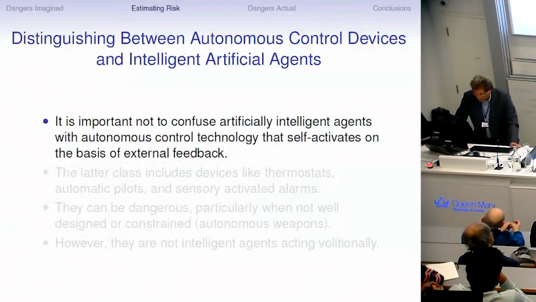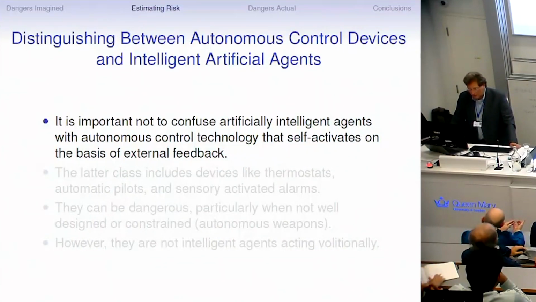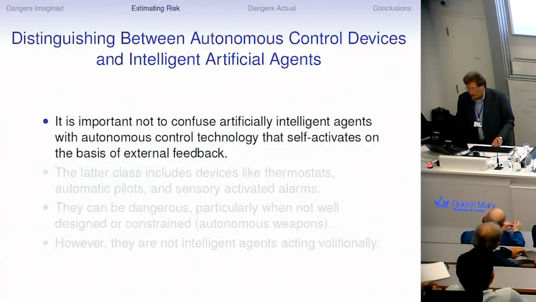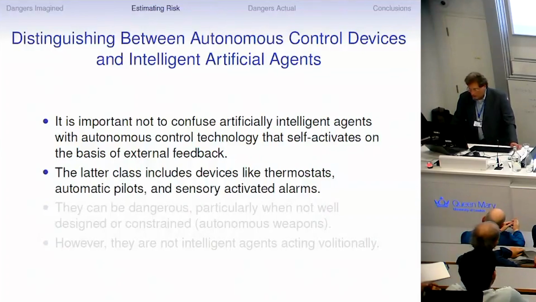Now, one last word on this. It's important to distinguish between autonomous control devices and intelligent artificial agents, and there's a regular confusion between these two classes of technology that you will see in much of the literature by people who are journalists or commentators on social media or prophets of one variety or another. I won't name them, who do not worry about the engineering details or the science. You should not confuse an artificially intelligent agent with an autonomous control device that self-activates through external feedback. The latter class includes things like thermostats, autopilots, sensor-activated alarms.